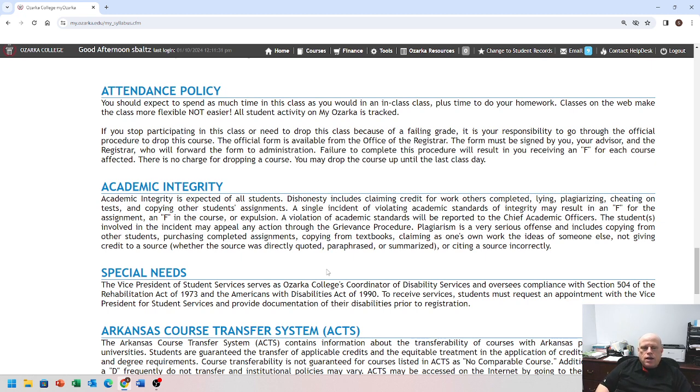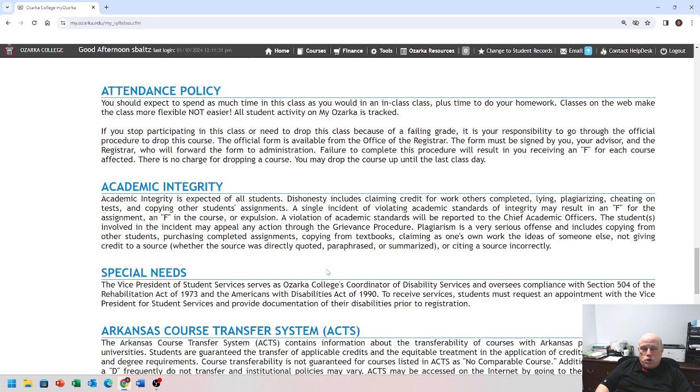But basically, any kind of dishonesty in academics will violate the academic integrity policy of the college. So according to the Ozarka Academic Integrity Policy, dishonesty includes claiming credit for work others completed, lying, plagiarizing, cheating on tests, copying other students' assignments, and it talks about the possible penalties for that.